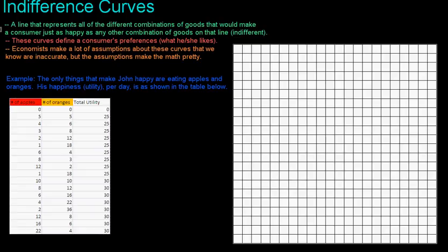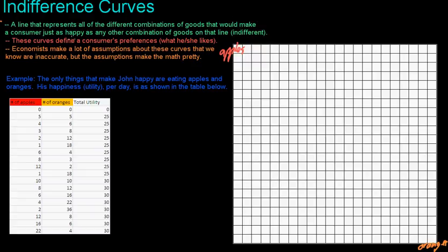So I'm just going to go ahead and label these axes over here so that you get an idea. We're going to put, as we go down later, apples on the y-axis, and we'll put oranges on the x-axis. Sorry about that. So an indifference curve, in this context, is a line that represents all the different combinations of apples and oranges that would make a consumer just as happy as any other combination of apples and oranges that are on that line. So that may be a little abstract in words. When we get down to the actual drawing, I think it'll make more sense.